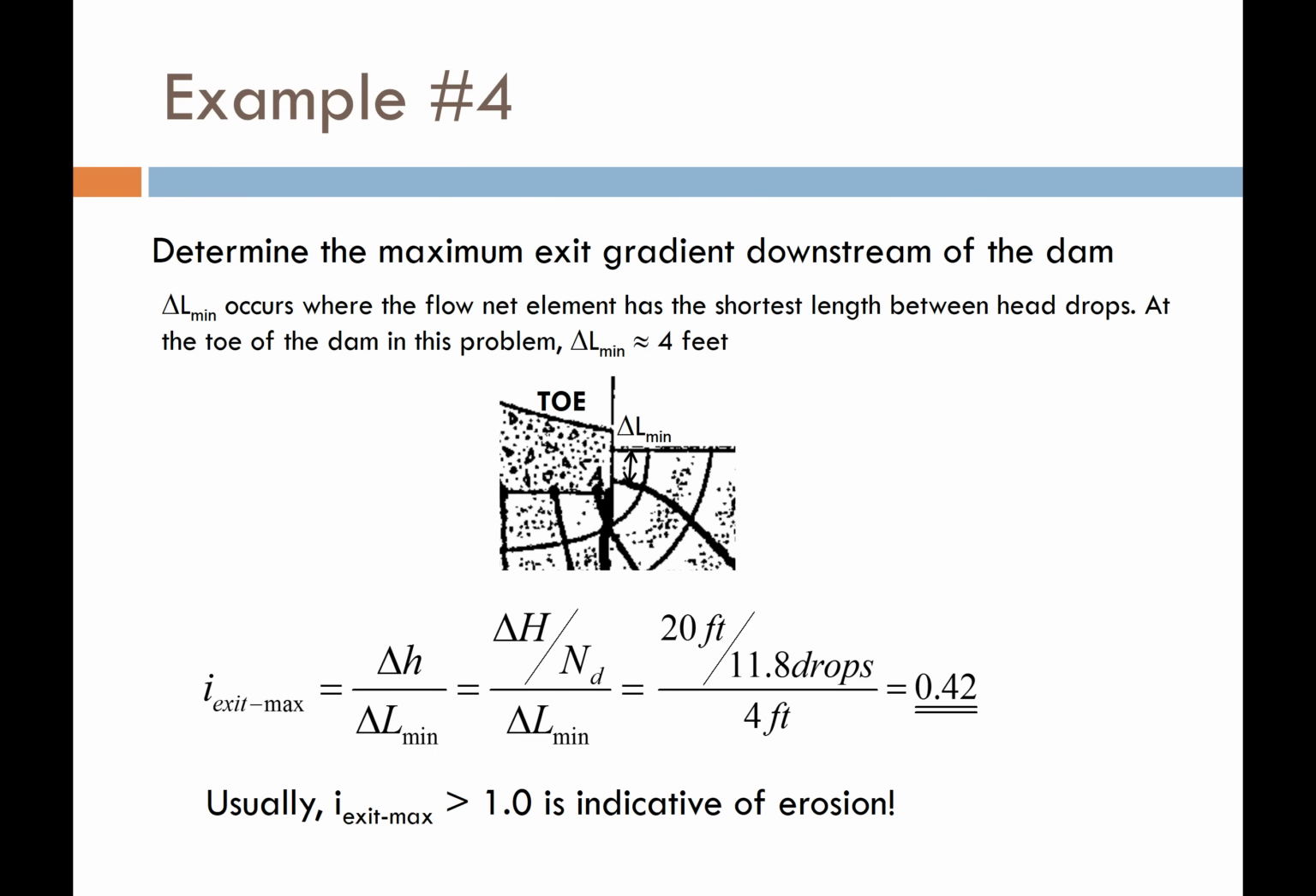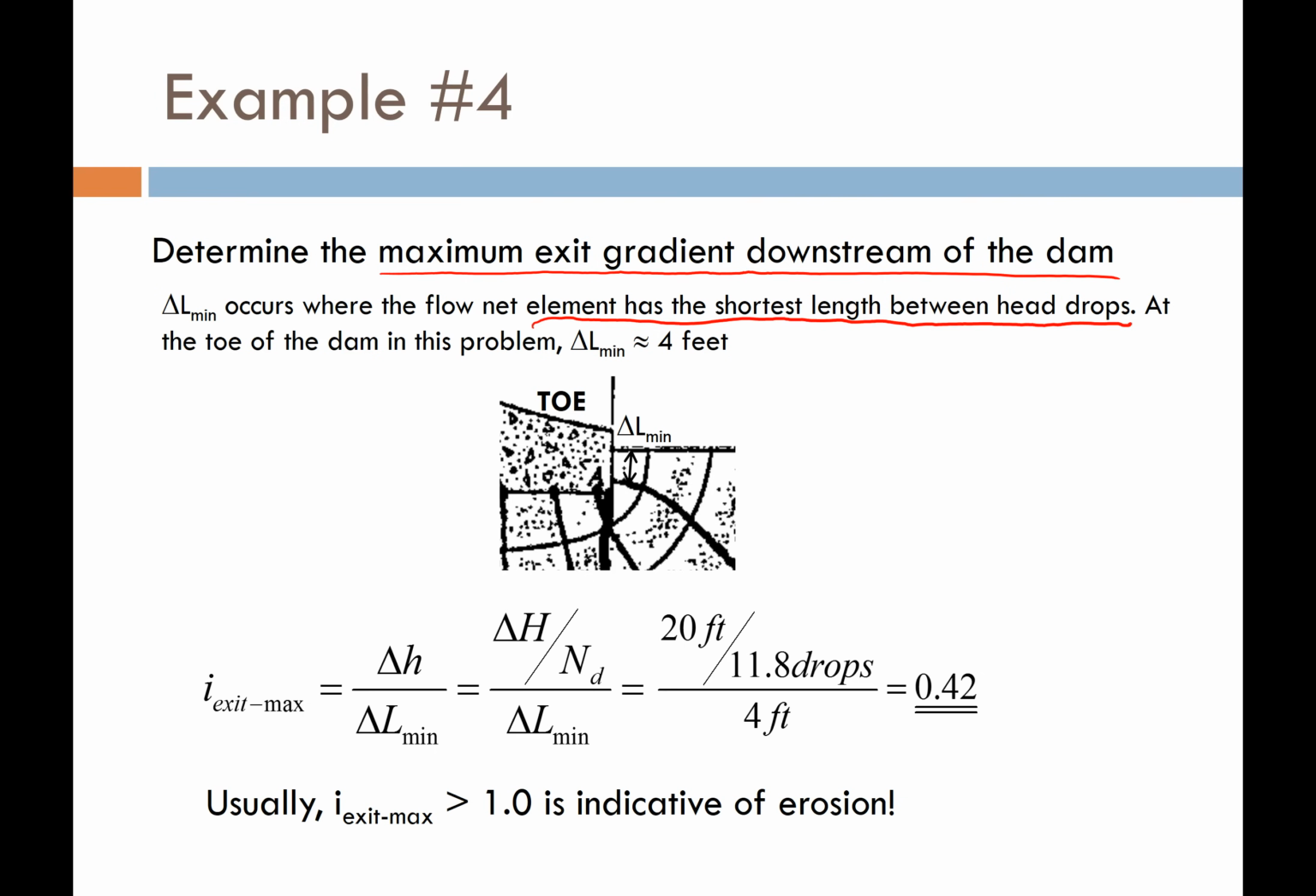Cool. And what else can we do? Well, we can determine the maximum exit gradient downstream of the dam. The location where you have the maximum gradient on a flow net is the location where you are most likely to get erosion and soil carried away by the seeping water. So where does that occur? It always occurs where the element has the shortest length between head drops. And that's always the smallest element.